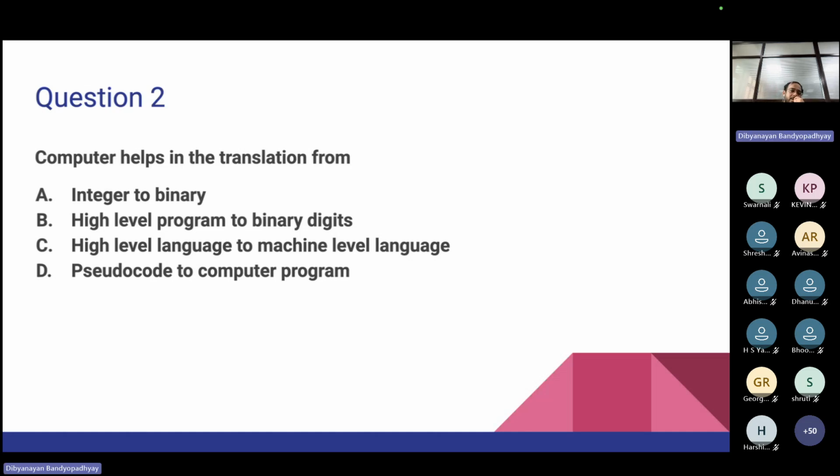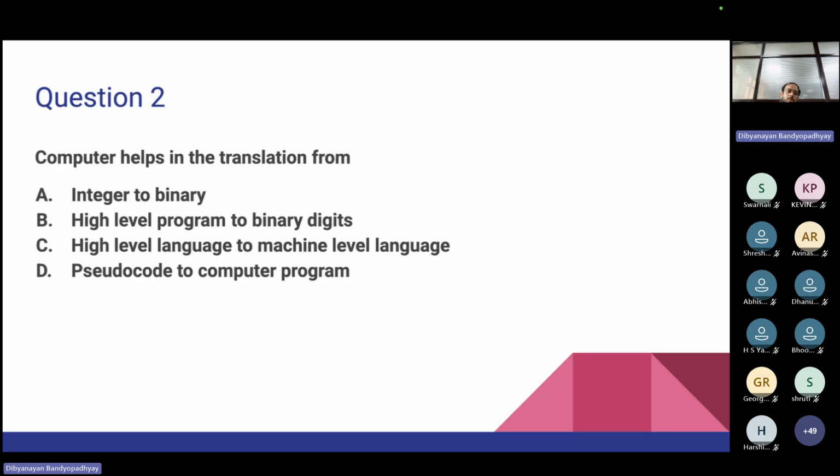So what is integer? Integer is basically 0 to 9. These are all the integers actually, and other numbers, whole numbers basically. And what is binary? Binary is basically represented in 0 and 1. So any number can be represented in binary, and integers are basically whole numbers.